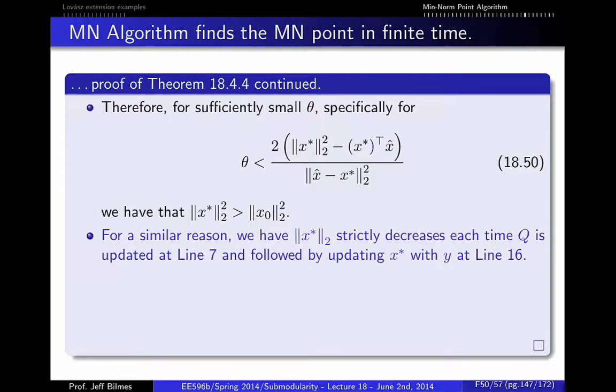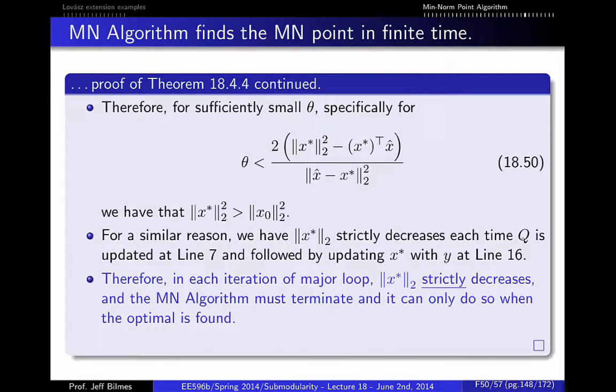And this is actually, you might already start seeing Edmonds' greedy algorithm in equation 18.15. You'll see in a second. So basically, we can also show, for the same reason, that the norm of x star strictly decreases each time Q is updated in line 7, followed by updating in line 16. Same basic argument holds. And so therefore, in each iteration of the major loop, the 2 norm of x star decreases. And so the minimum norm algorithm terminates.